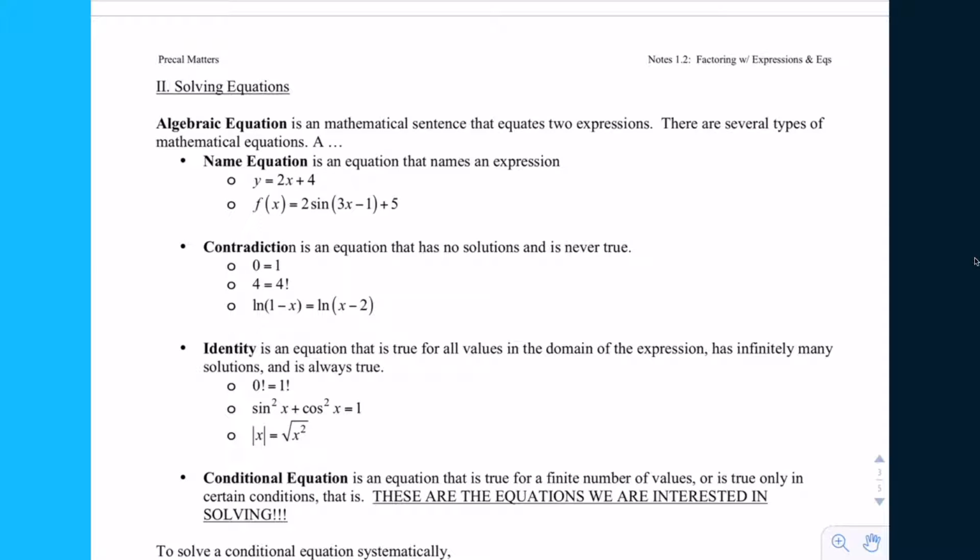It's got an equal sign, right? Pretty easy to spot. So really what it is, it's a sentence. You can read it from left to right, and the verb is the equal sign. It means what? Is, and it equates two mathematical expressions.